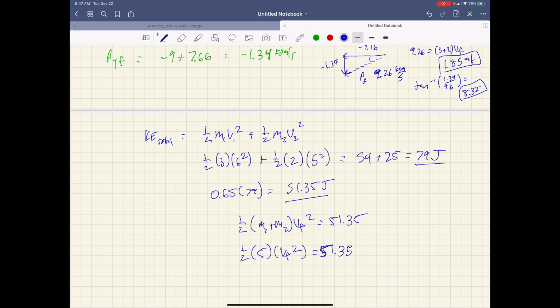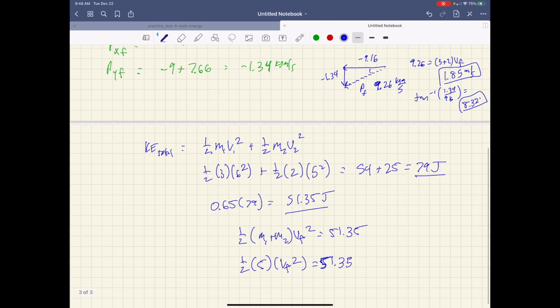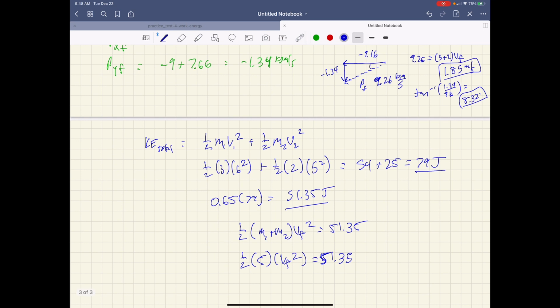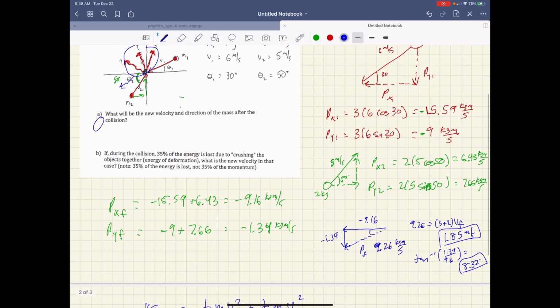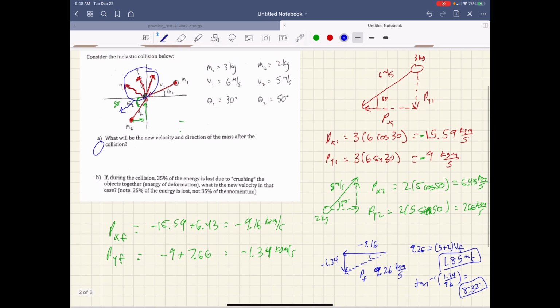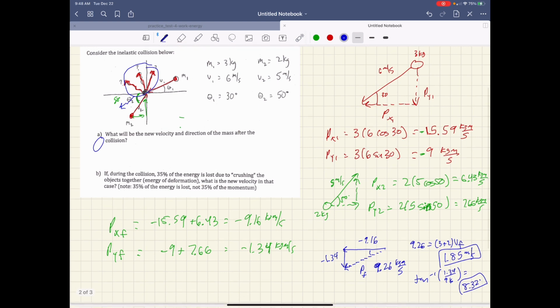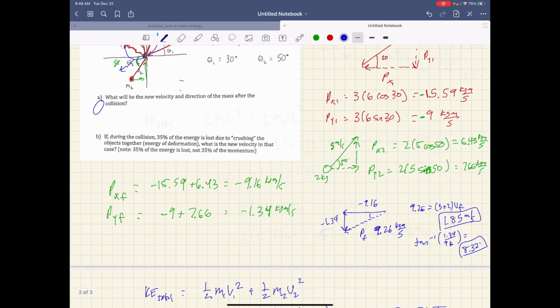And now we can solve for VF. So 51.35 divided by 2.5, take the square root, 4.53. This seems off to me, but you know what? Okay. This is going to be where I cut this video.